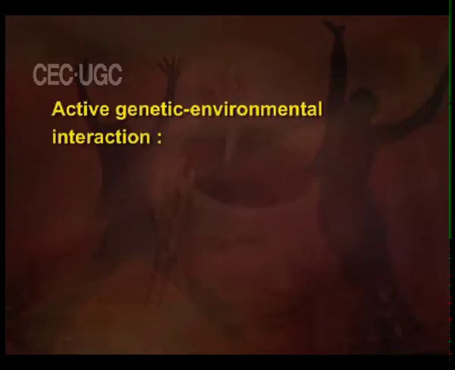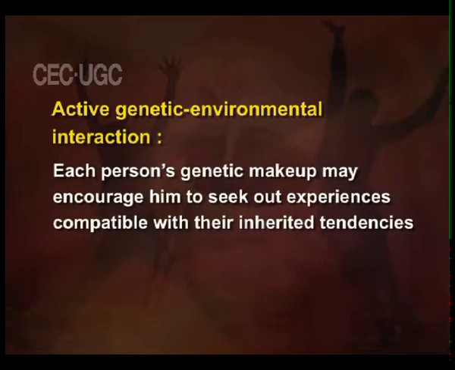Thirdly, the active genetic environmental interaction says each person's genetic makeup may encourage them to seek out experiences compatible with their inherited tendencies. In a process called niche picking, people search for, select or build environments compatible with their predispositions. If individuals are gregarious, they tend to seek out social activities.